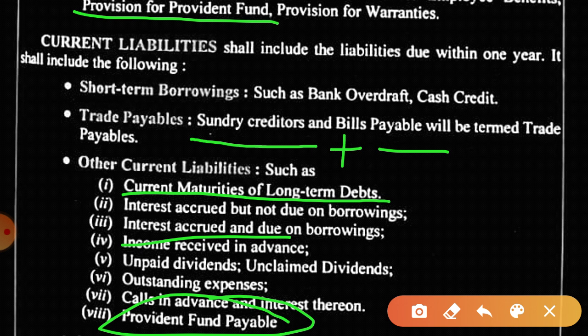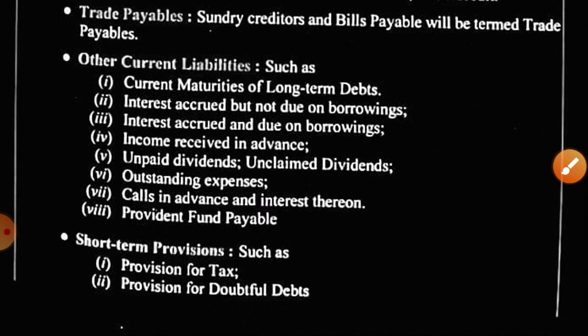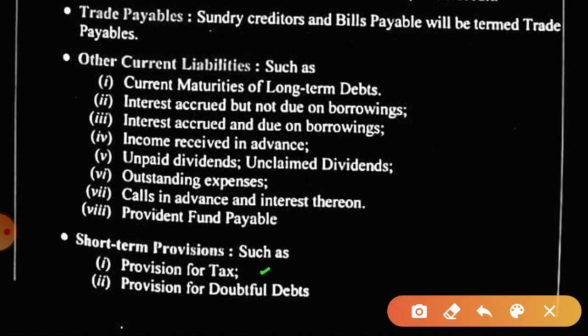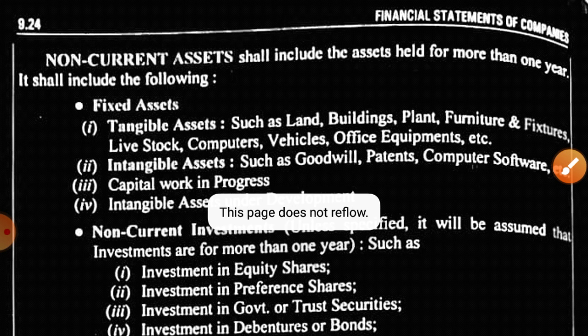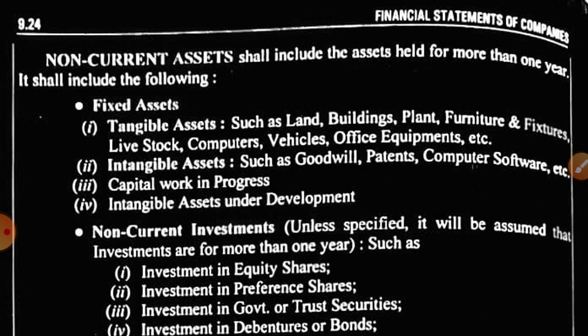Because what is the definition of current liability? It is to be paid within 12 months or within the operating cycle. Is this clear? Now short term provisions like provision for tax, provision for doubtful debts, these are covered under short term provisions. Okay, so this was the explanation of which side? Yes, equity and liability side.